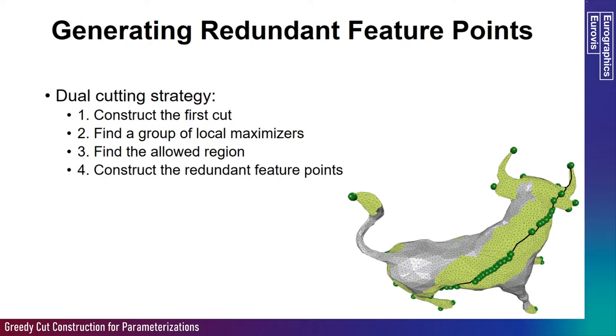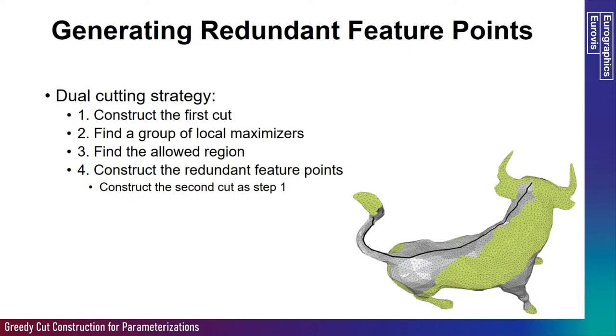Finally, using the same approach as in the first step, we randomly construct the second cut in the largest non-forbidden region, then cut and parameterize the mesh as conformal as possible. The corresponding local maximizers, with respect to the isometric distortion, are considered as a set of redundant feature points.